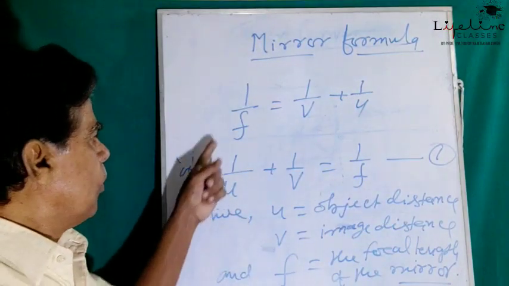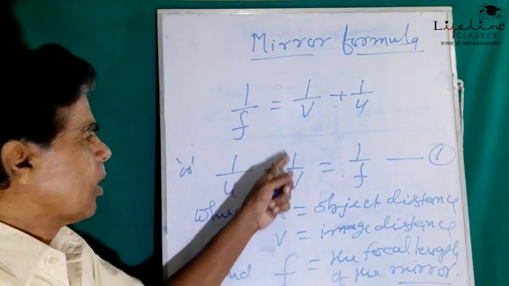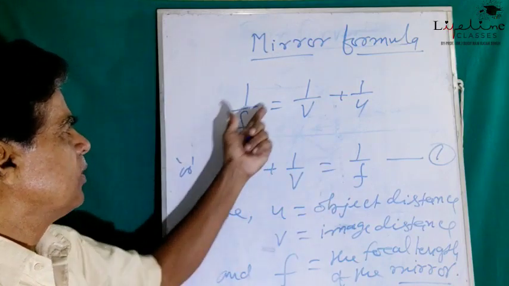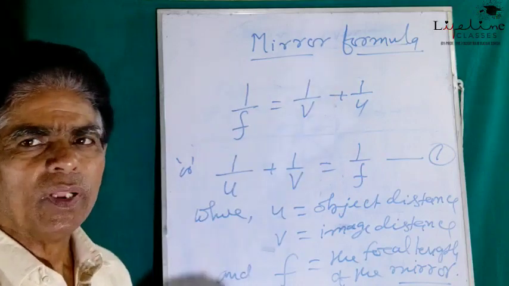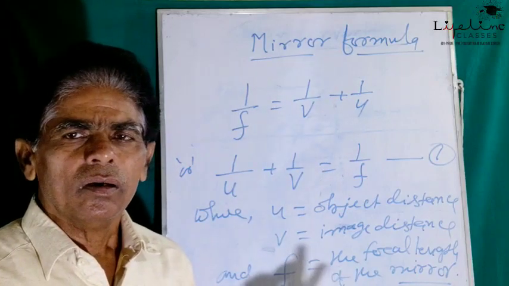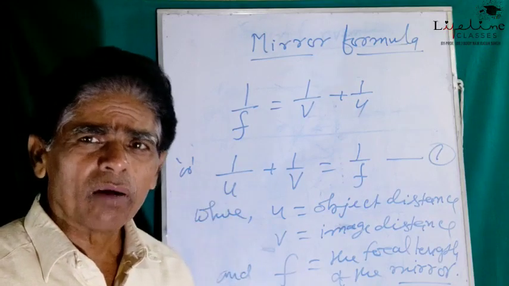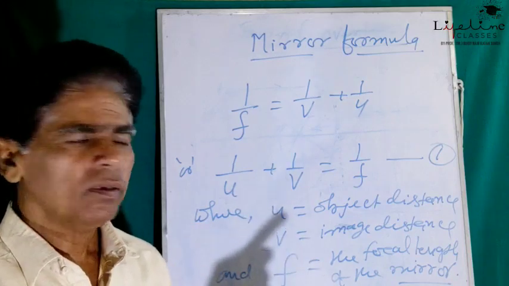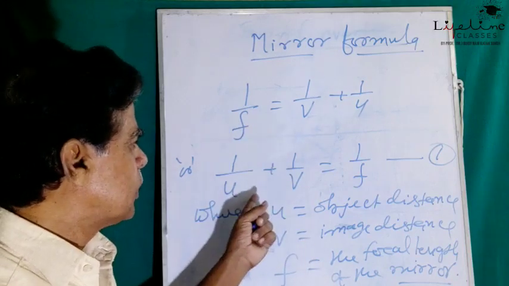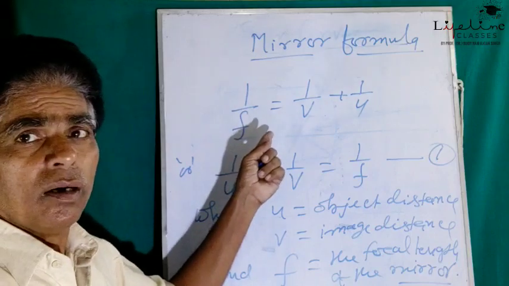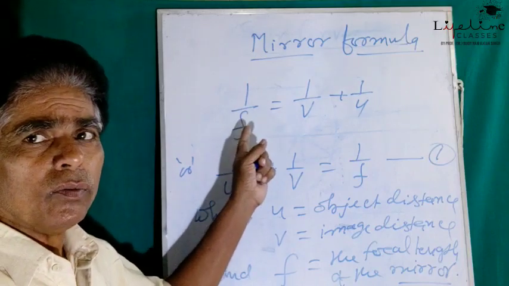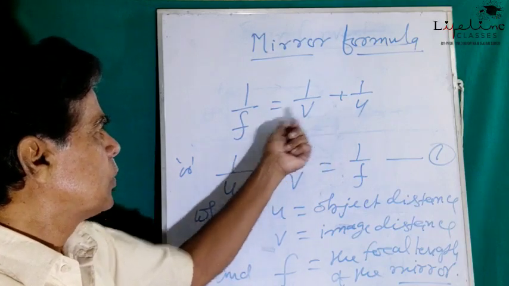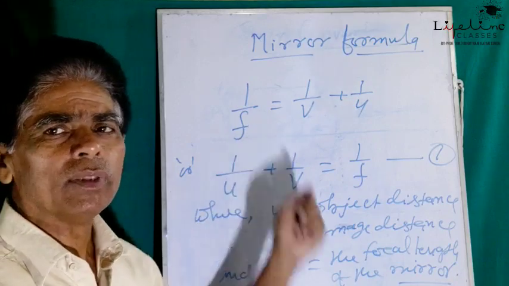See here, 1 by u plus 1 by v equal to 1 by f, or you may say 1 by f equal to 1 by v plus 1 by u. So this is the mirror formula. This is known as mirror formula. This mirror formula indicates that there is a mathematical relation among object distance, image distance and focal length of the mirror.